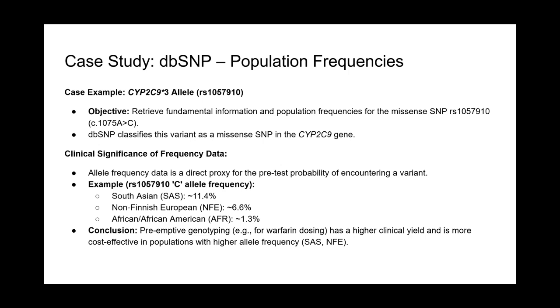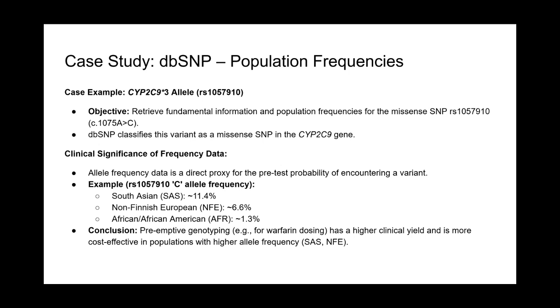In South Asians, the frequency is approximately 11.4%. For individuals of non-Finnish European descent, the frequency is around 6.6%. East Asian populations exhibit a lower frequency of about 3.1%, while African and African American populations have an even lower frequency, approximately 1.3%. The allele frequency data provided by dbSNP is not merely demographic trivia.